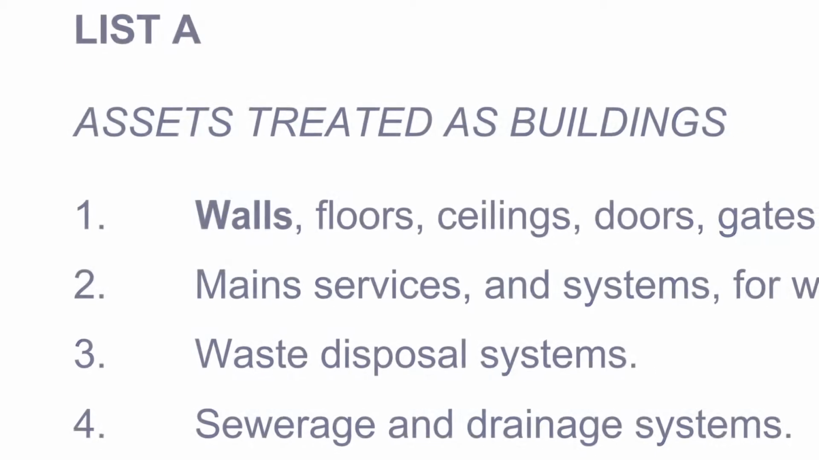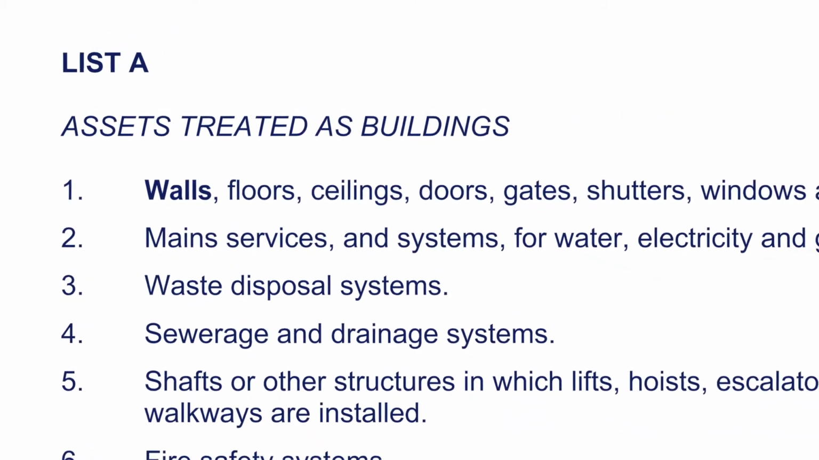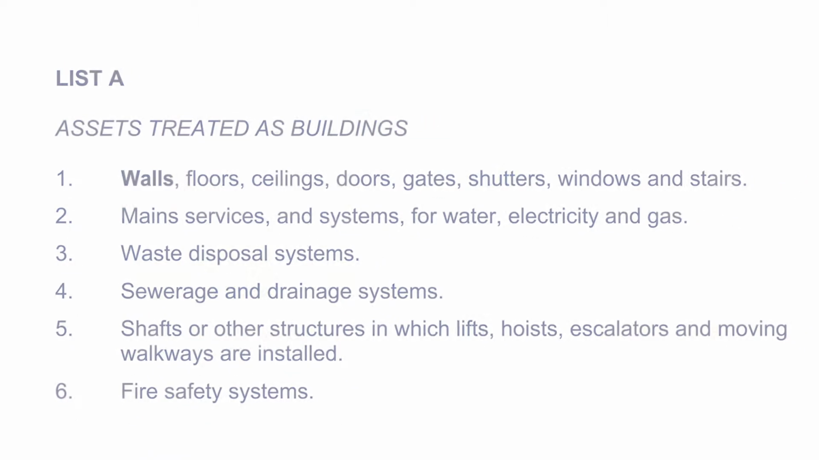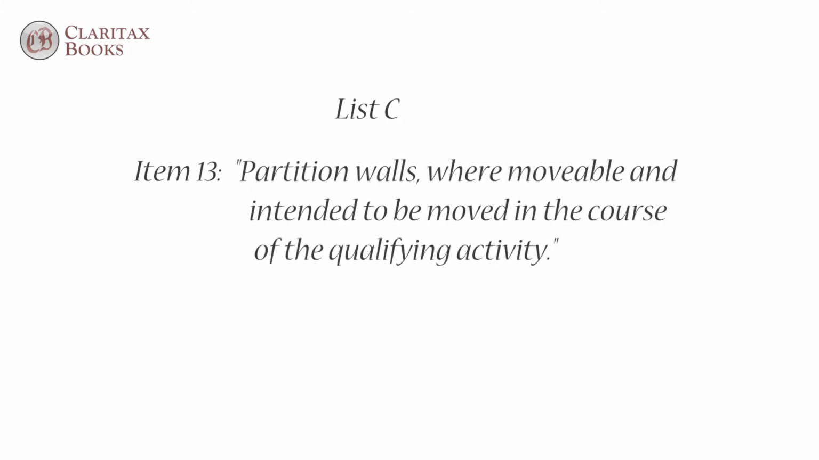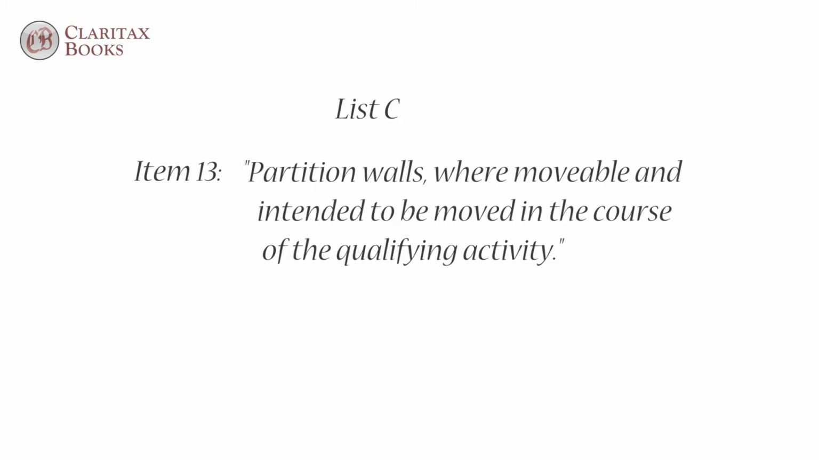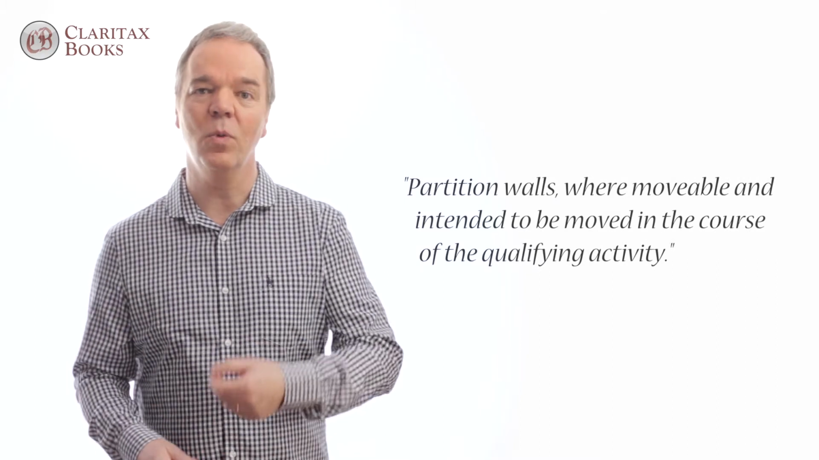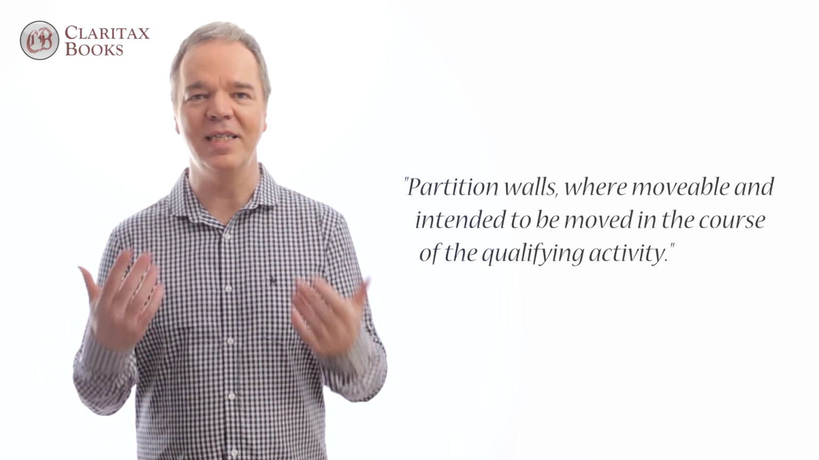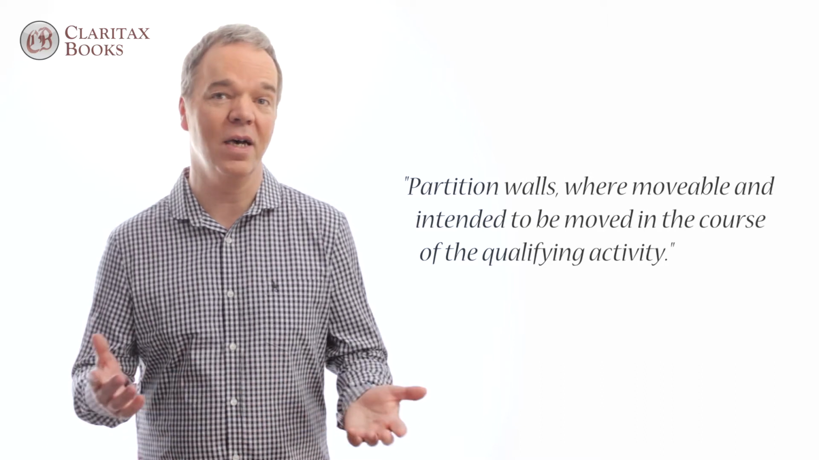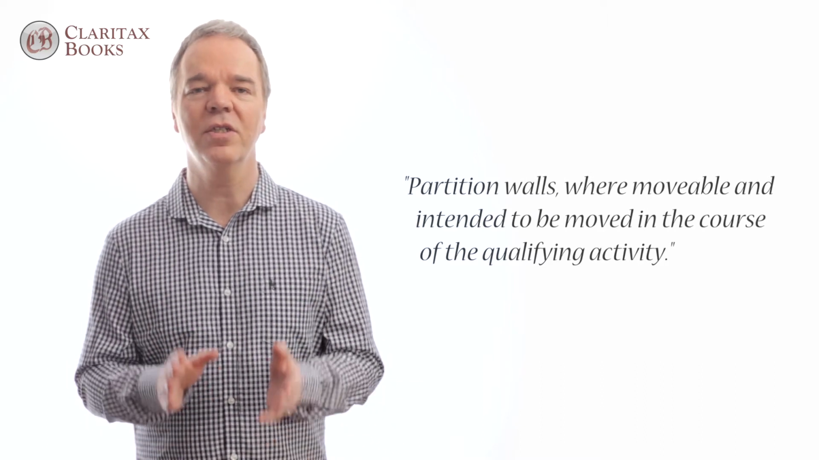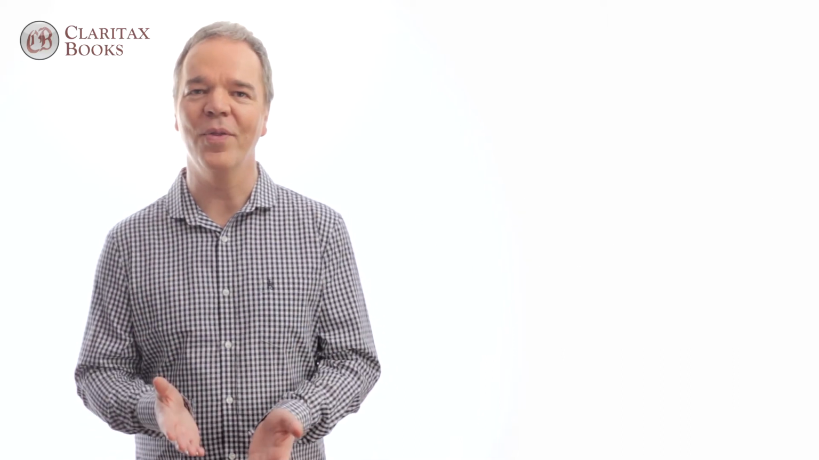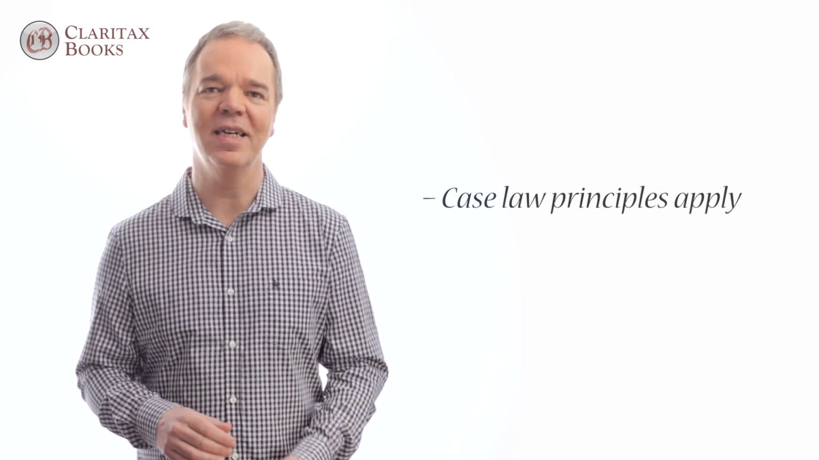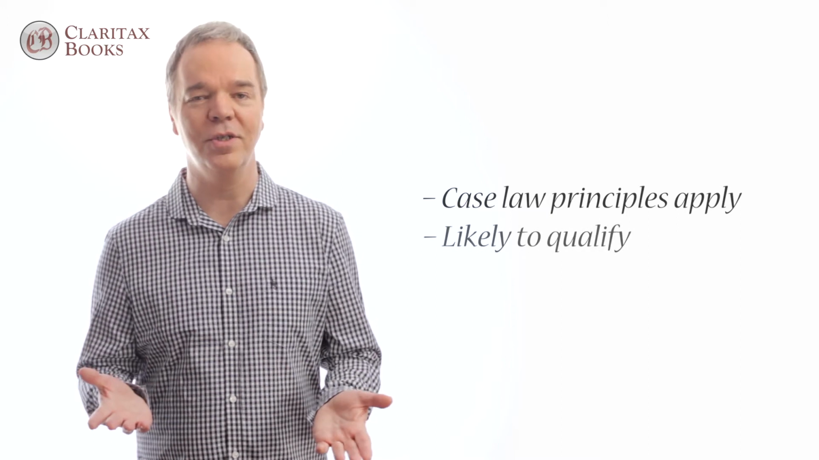Remember that section 21 told us that expenditure on walls does not qualify as plant or machinery. Item 13 at List C then tells us that that restriction does not apply to partition walls where movable and intended to be moved in the course of the qualifying activity. So where a partition wall is movable and where there is a genuine intention to move it in the course of, for example, a trade, the statutory restriction on claiming allowances is disapplied. The question of whether or not the partition will qualify is then to be decided on case law principles, and there's a good chance that it will.